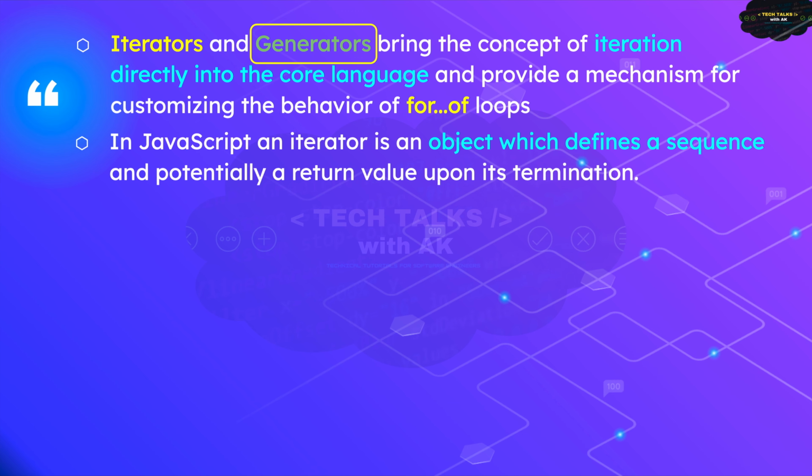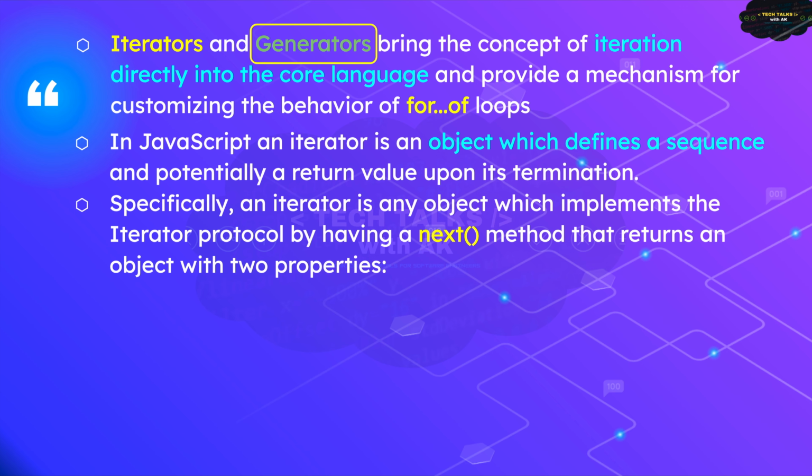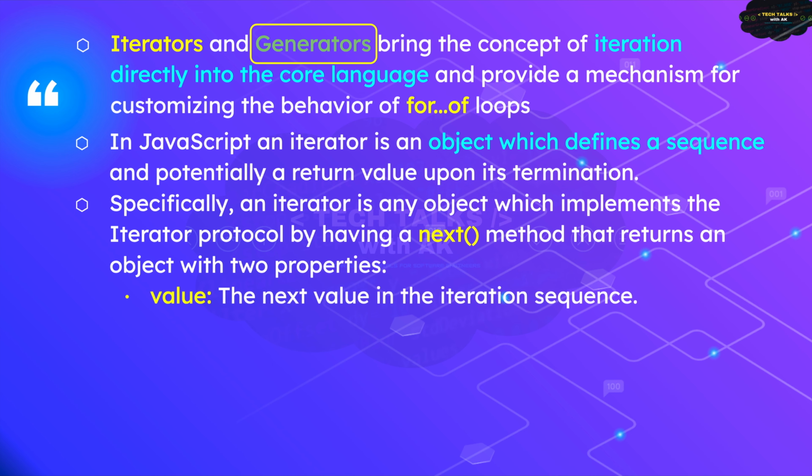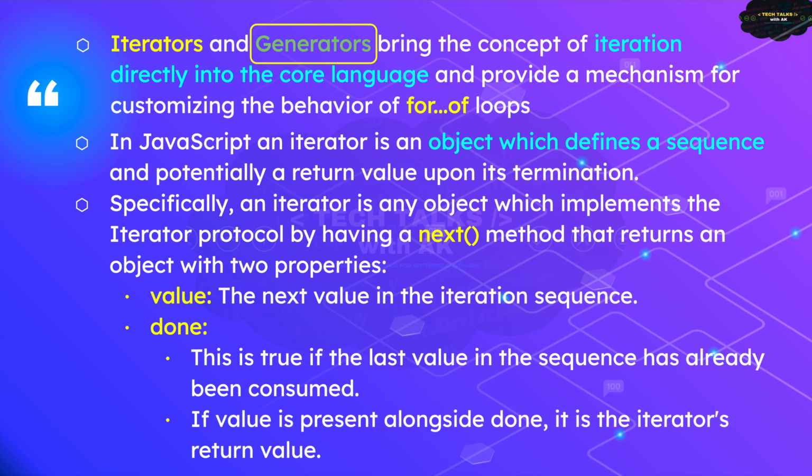In JavaScript, an iterator is an object which defines a sequence and potentially returns a value upon its termination. Specifically, an iterator is any object which implements the iterator protocol by having a next method that returns an object with two properties. These two properties are value and done. Value is the next value in the iteration sequence, and done is true if the last value in the sequence has already been consumed. If value is present alongside done, it is the iterator's return value.